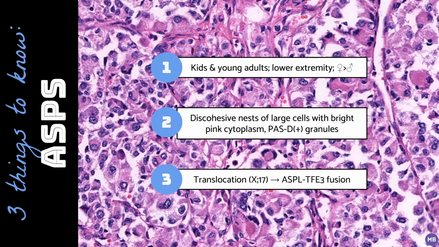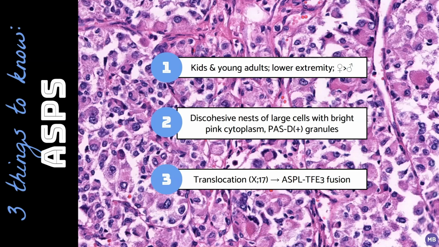This is an example of alveolar soft part sarcoma, which is a high-grade translocation-associated sarcoma that most commonly arises in the proximal lower extremity of young female patients. Histologic features of this tumor include discohesive nests of epithelioid to rhabdoid cells with abundant dense pink cytoplasm containing PAS-positive diastase-resistant granules. Alveolar soft part sarcoma has a characteristic unbalanced translocation involving chromosomes X and 17, resulting in a fusion between the genes ASPL and TFE3.